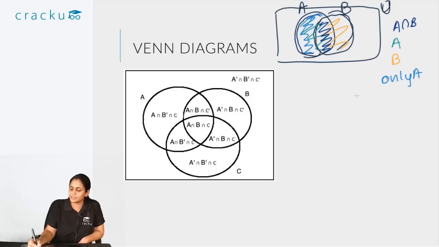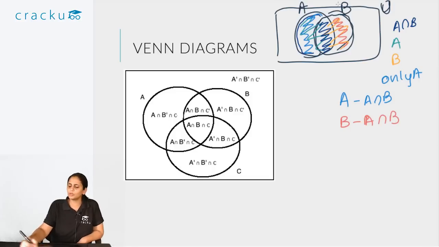So only A is basically A minus A intersection B. What is only B? Only B is this part here. So only B is B minus A intersection B. So you just remove the overlap part to get the only A part, only B part. Now what is neither A nor B? Neither A nor B is this part outside over here. So this is neither A nor B, that is not part of any of the sets as such.